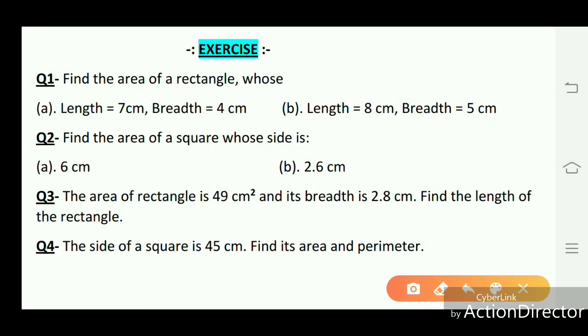Dear students, in this exercise I give some questions related to area of rectangle and area of square. So you will do all these questions in your homework.